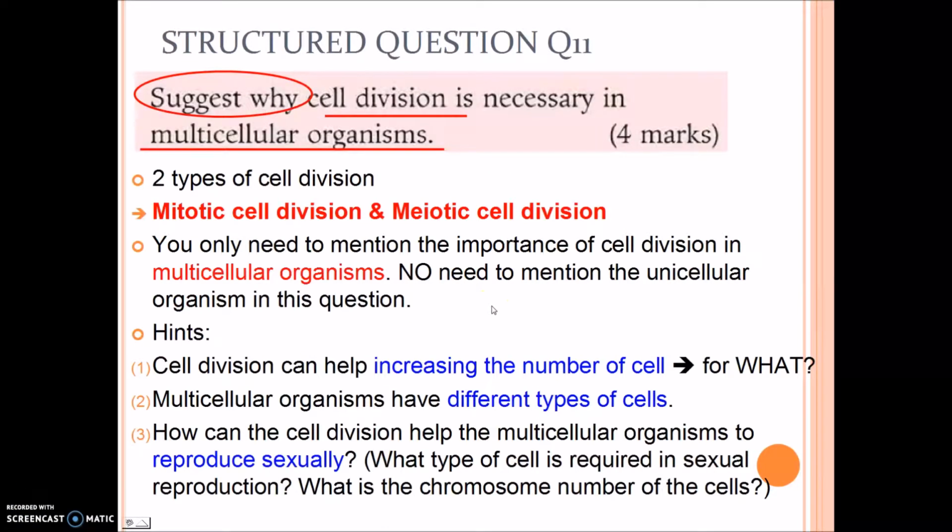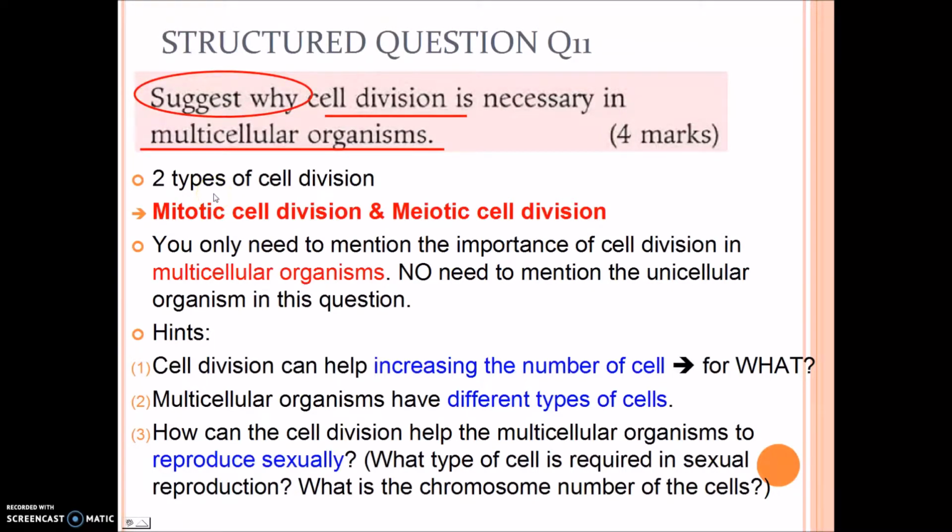So let's talk about question 11. In this question, it's quite straightforward. It's asking you to suggest why cell division is important in multicellular organisms. So you can imagine that at this time you are asked to talk about the importance of cell division in multicellular organisms. Next time, it may ask you something about unicellular organisms. But in this case, we focus on the multicellular organisms first, for humans, dogs, cats, something like that.